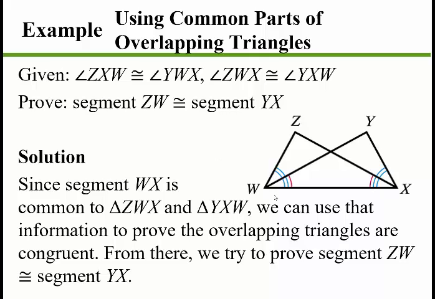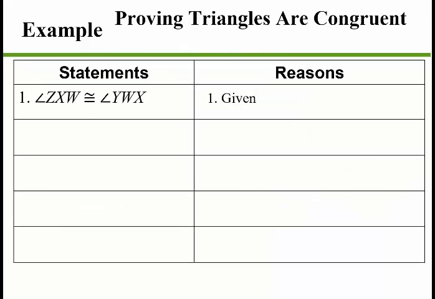Since segment WX, this one right here, is common to both triangles, triangle ZWX and triangle YXW, we can use that information to prove the overlapping triangles are congruent. And then from there, we can prove that segment ZW is equal to segment YX simply by corresponding parts of congruent triangles.